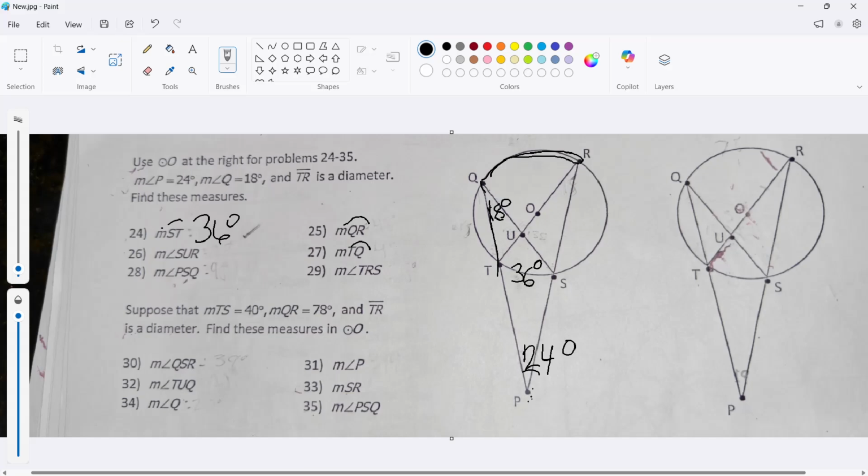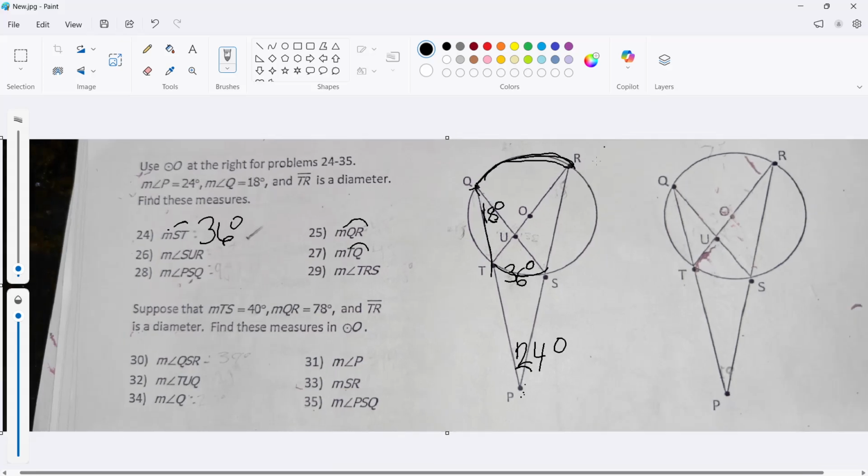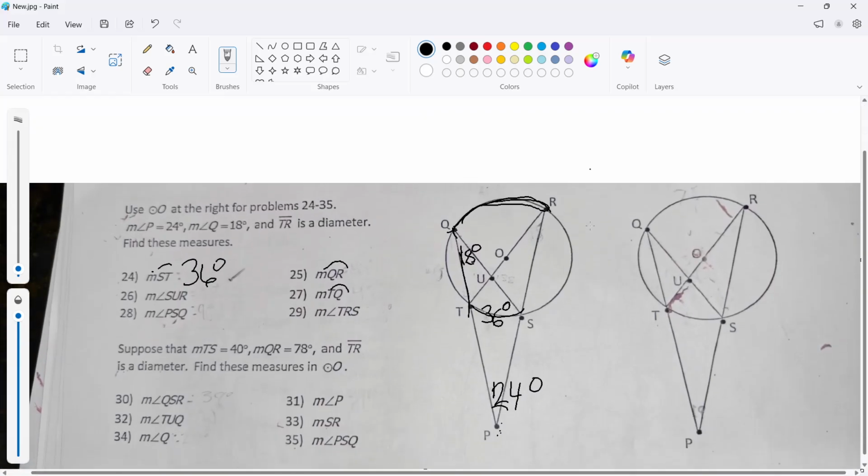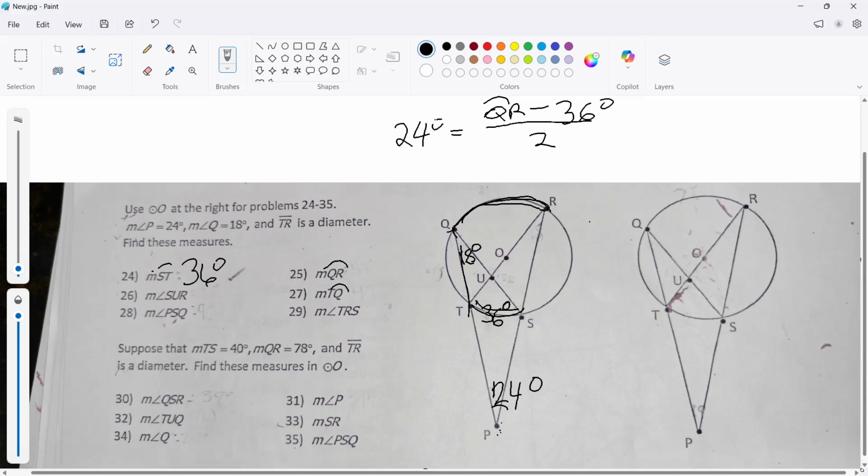When I take an outer angle and I draw through the circle like that, it's going to be 1/2 the difference between the big arc and the small arc that it cuts out. So that outside angle, 24 degrees, equals 1/2 times arc QR, which looks like the bigger one, minus the small arc that it cuts, 36 degrees.